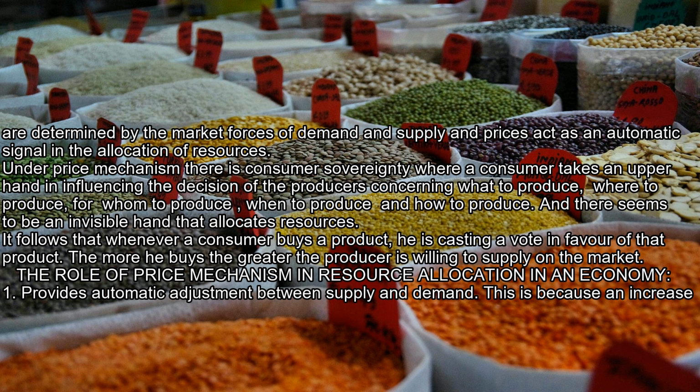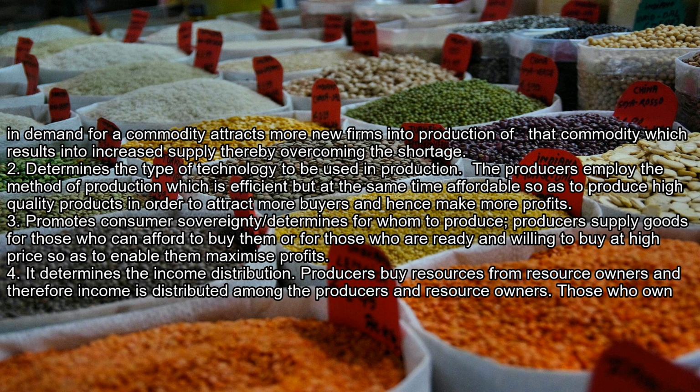The role of price mechanism in resource allocation in an economy. One, it provides automatic adjustment between supply and demand. This is because an increase in demand for a commodity attracts new firms into production of the commodity, which results in increased supply, thereby overcoming the shortage. Two, it determines the type of technology to be used in production. Producers employ the method of production which is efficient but at the same time affordable, so as to produce high-quality products in order to attract more buyers and hence make more profit.